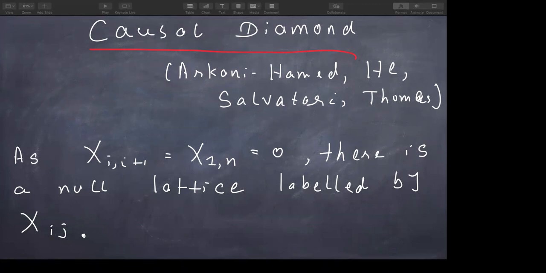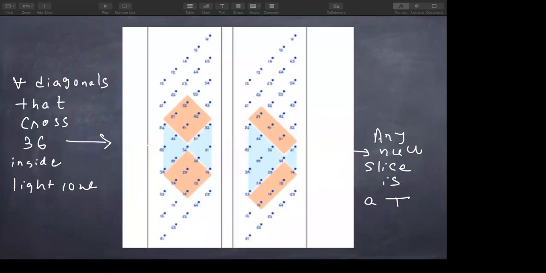Just to remind you, these x variables have two properties: x_1n is 0 and x_{i,i+1} is 0. Based on these properties, what Nima and others showed is that there is an interesting null lattice that you can span, which is labeled by x_ij. Let me show you what that is. It's a completely abstract lattice, where every vertex is an x_ij variable. This null lattice is bounded because x_34 is 0 and x_45 is 0, so the two vertical sides are where x goes to 0.